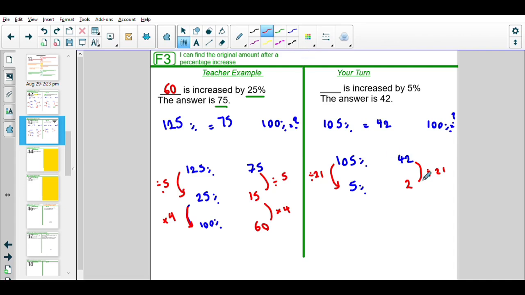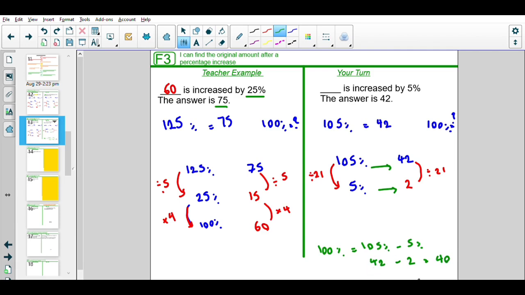We could say 100% is equal to 105% subtracted by 5%, and we have both amounts. So 105% is 42, 5% is 2, and 42 subtract 2 is 40. So the 100% is 40.